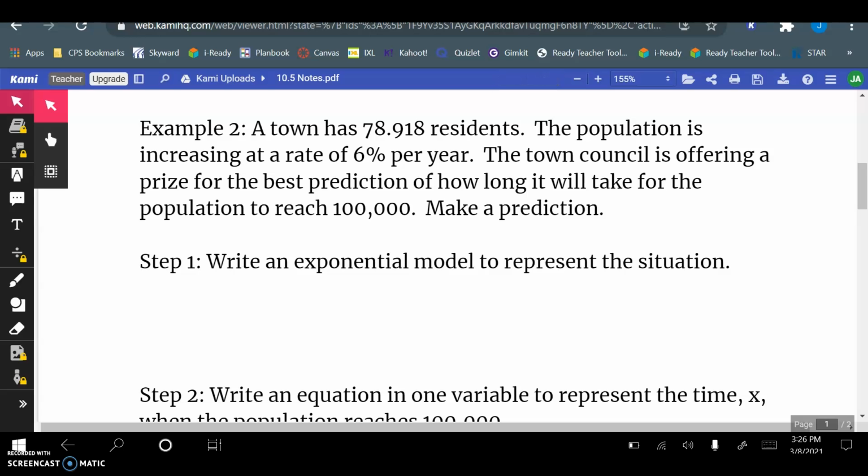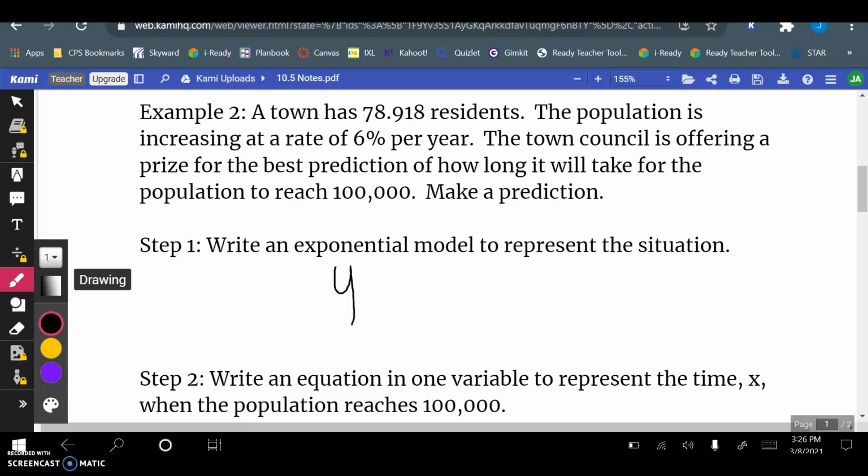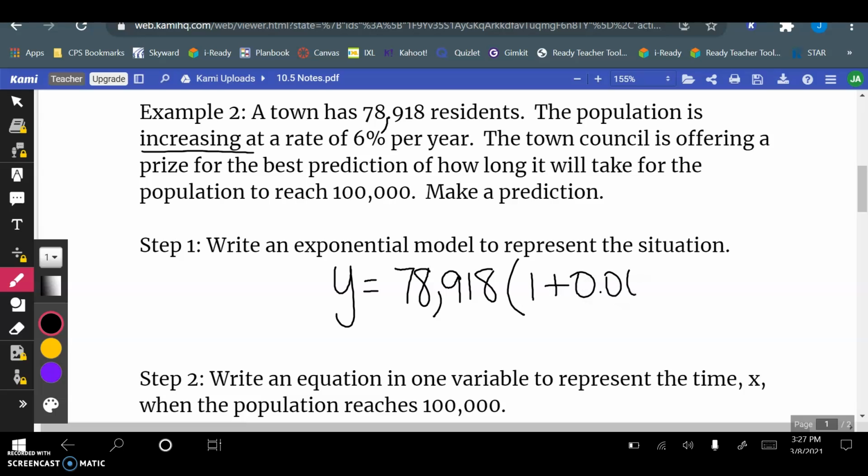So step number 1, they want us to write an exponential model to represent this situation. So we have y equals our starting value, 78,918. It's an increase, it's growing. So we have plus 6% as a decimal is 0.06, and then to the x power. So that is our model here.